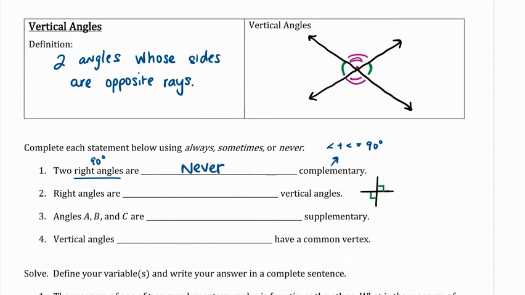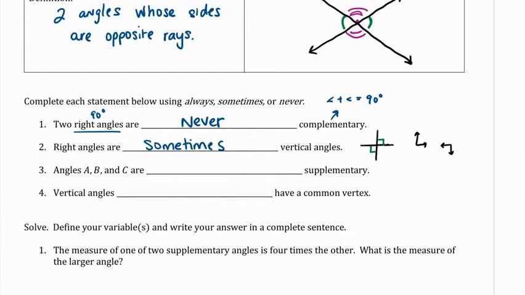But I can also make right angles where I've got one here and I've got another one over here, right? Those are both right angles, so they're not vertical angles. So that means this one would be a sometimes, because right angles could be vertical or they could not be.